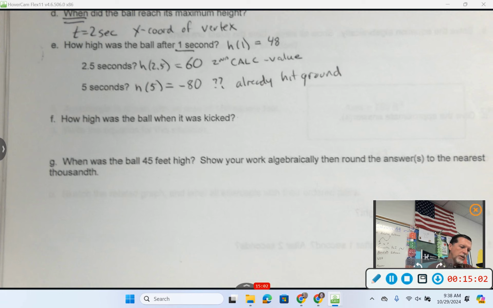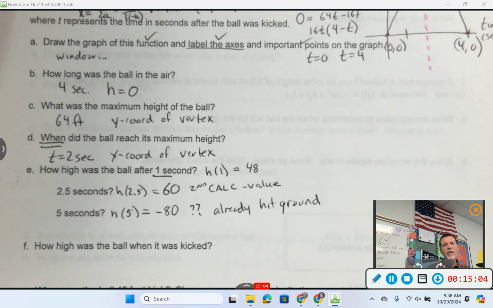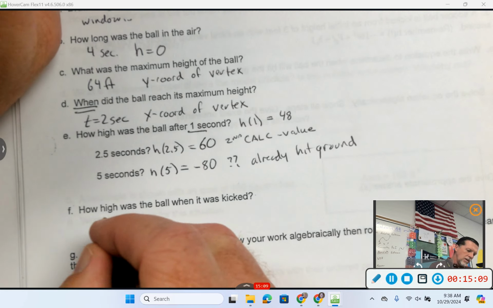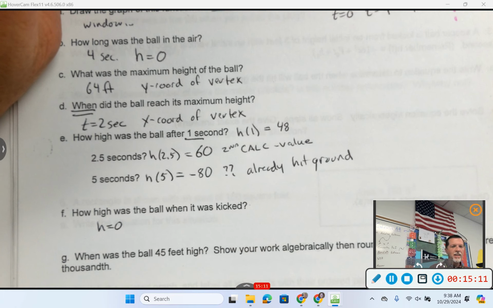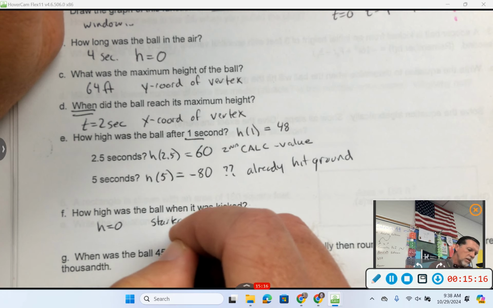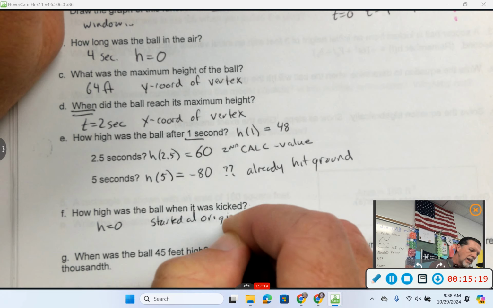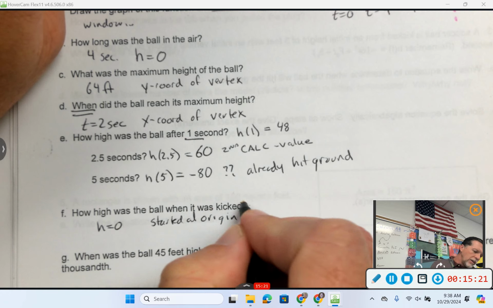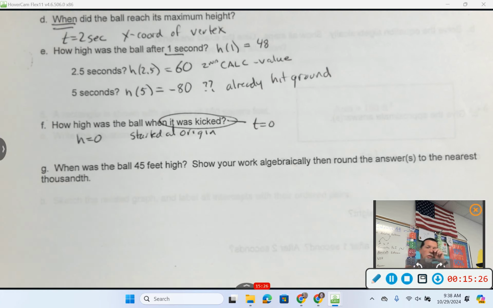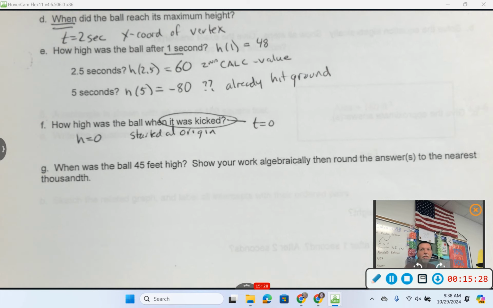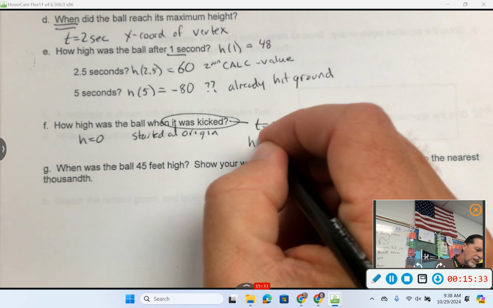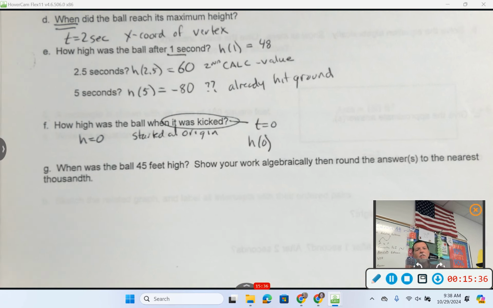How high was the ball when it was kicked? 0. How did you know that? Okay. Started at origin. I'll take that. When it was kicked, that would be t equals 0. So it won't always start at the origin, so we have to be careful about that one. This one did, so that means it was a 0, but more generally, its starting spot is h of 0.